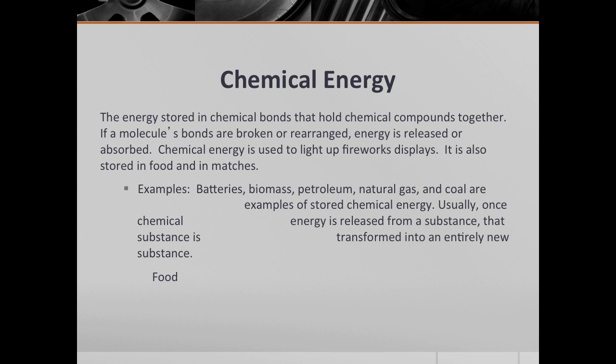Chemical energy is the energy stored in chemical bonds that hold chemical compounds together. If a molecule's bonds are broken or rearranged, energy is released or absorbed. Chemical energy is used to light up firework displays. It is also stored in food and in matches. Examples of chemical energy include batteries, biomass, petroleum, natural gas, and coal. Usually, once the chemical energy is released from a substance, that substance is transformed into an entirely new substance, such as food.